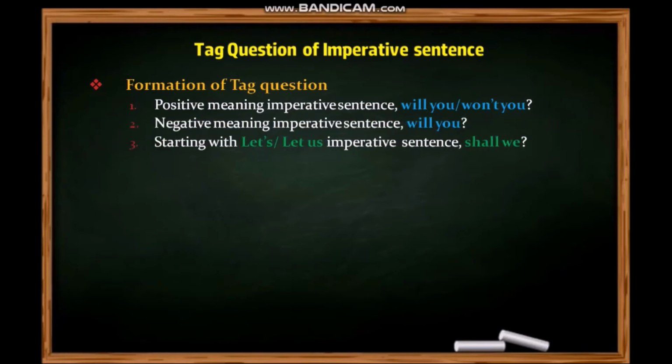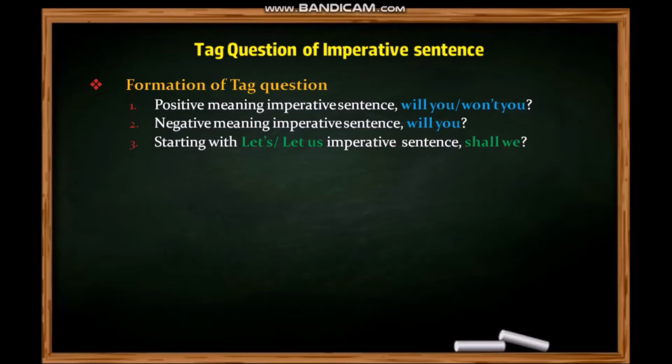Now, to form a tag question of an imperative sentence, we should remember three things. Number one: if the meaning of the imperative sentence is positive, then we should tag the question with will you or won't you. Number two: in the case of a negative meaning imperative sentence, we should attach will you for making the tag question. And the last one: the imperative sentences that start with let's or let us. In those sentences, we should attach shall we.